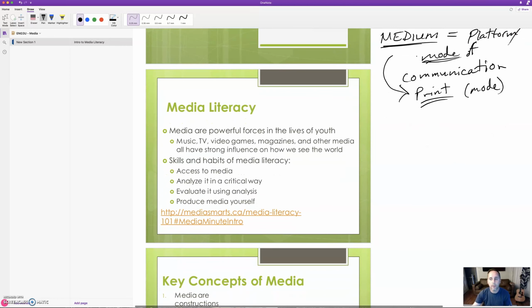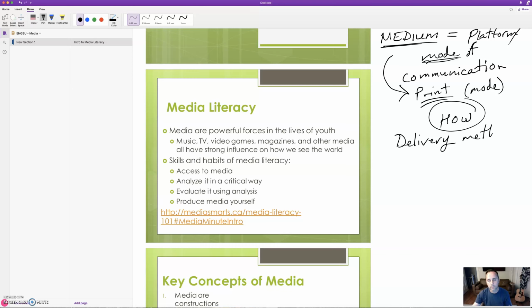So think of the medium as how that communication is happening. How is it delivered? It's like the delivery method for the messaging. Okay, so we've got media literacy. We've broken down and given a quick definition for that. Here are some points from the government curriculum that they want you to have in mind as you study.